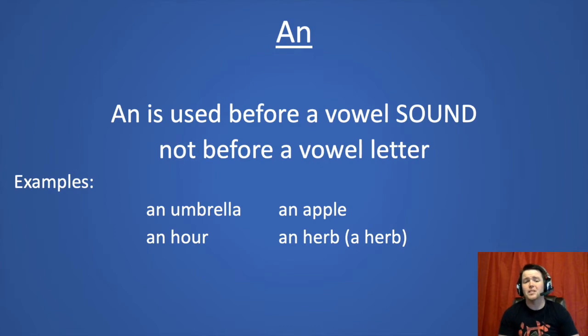All right, now on to an, also pronounced "un." An or un is used before a vowel sound and not before a vowel letter. Again, the difference here is it's about sound and not about spelling. An umbrella, that's a vowel and also a vowel sound. An apple, a vowel sound.